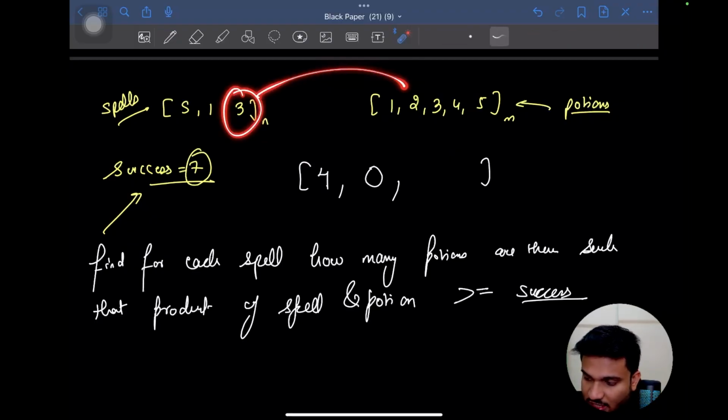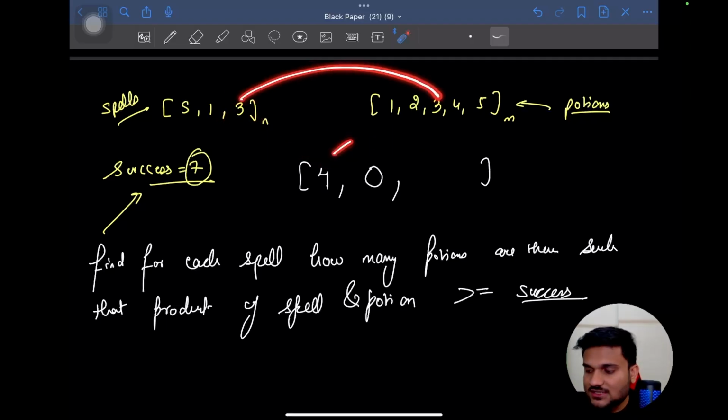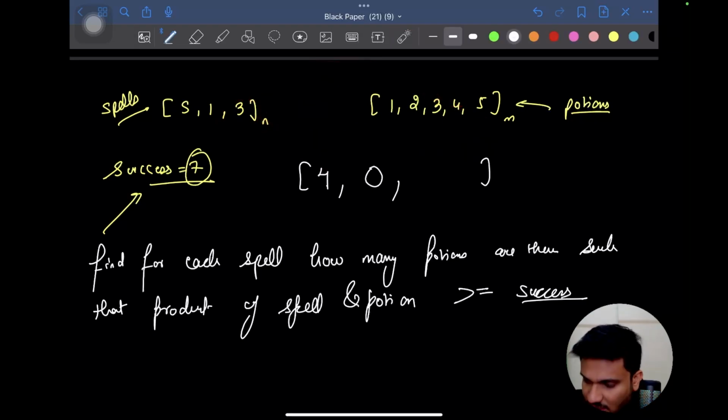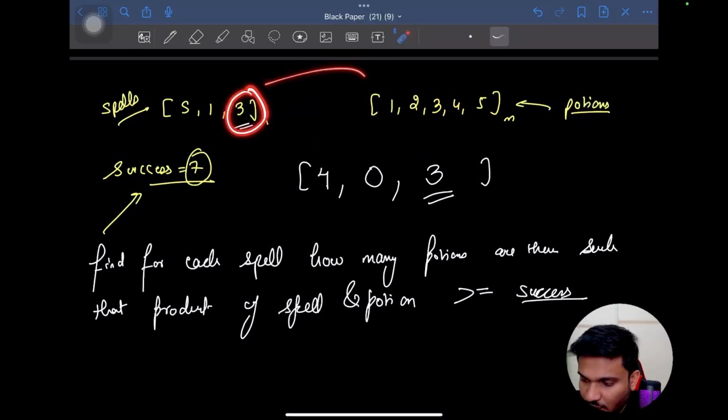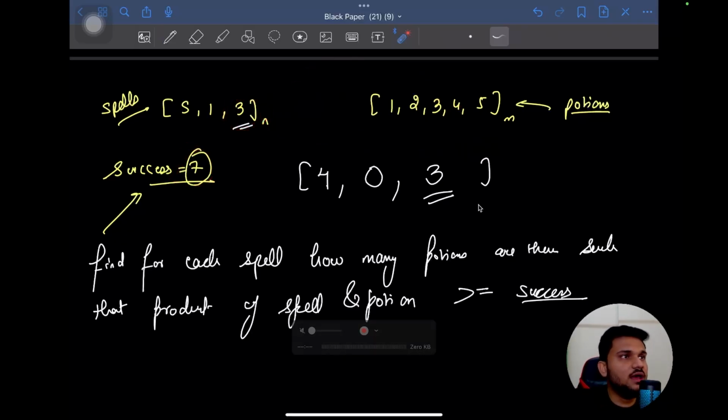For 3, is 3 into 1 greater than or equal to 7? No. Is 3 into 2? No. Is 3 into 3 greater than or equal to 7? Yes. 3 into 4? Yes. 3 into 5? Yes. So for 3, there are 3 potions such that the product with this particular spell is greater than or equal to 7. That's how you are expected to solve the question.